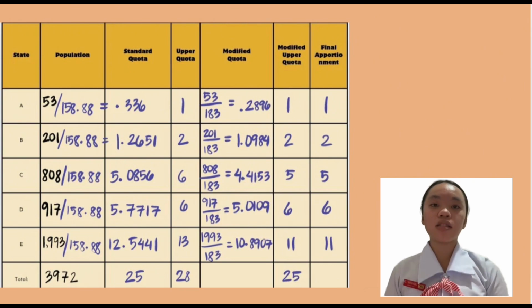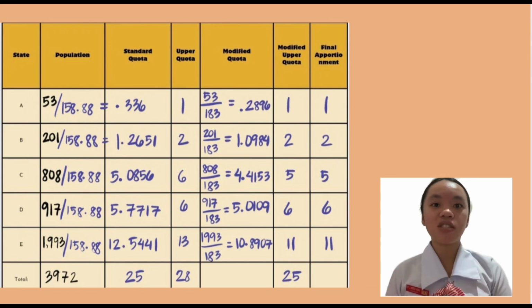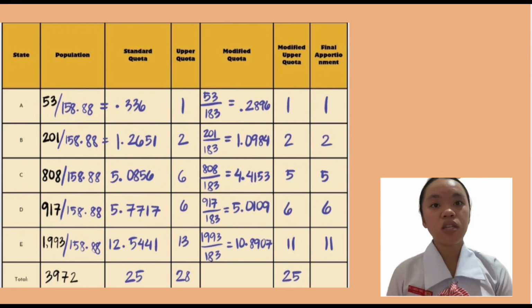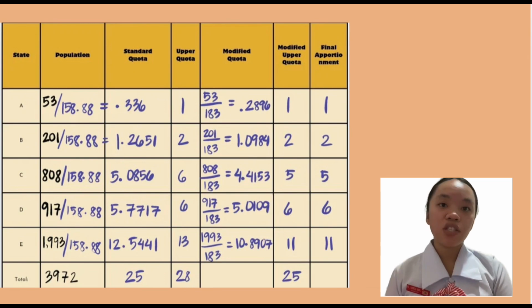So we have state A, with a total population of 53, state B, 201, state C, 808, state D, 917, and state E, which is 1,993. And add all the population, so we got the answer of 3,972. Of course, to get the standard divisor, we need to divide the population by 25. So 3,972 divided by 25 is 158.88.